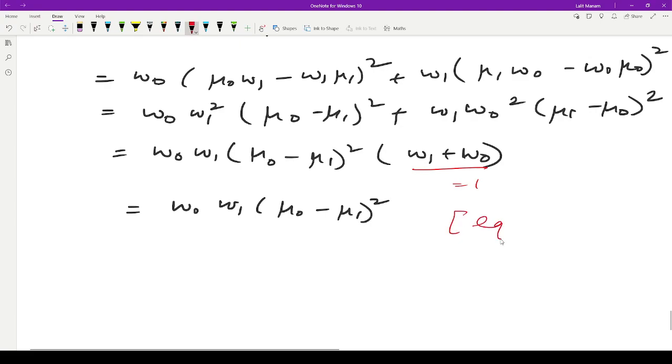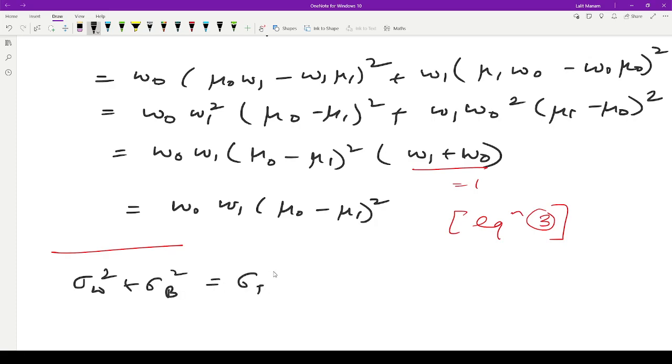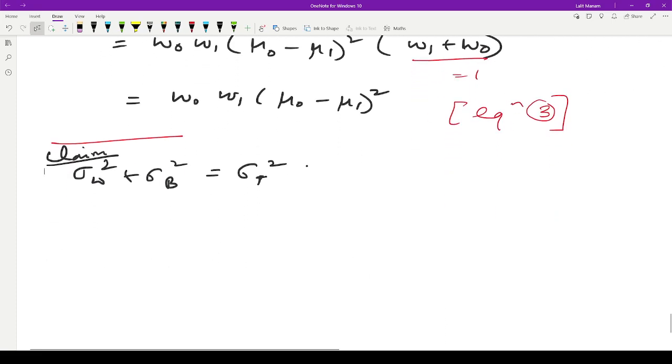So this is equation 3. Okay. So to finally solve the question, we need to relate the two variances, the within class variance and between class variance, which is sigma w square plus sigma b square. This turns out to be the total variance, sigma t square. So this is the claim I made. So once this claim is made, we can easily choose which options are correct in those 4 options.